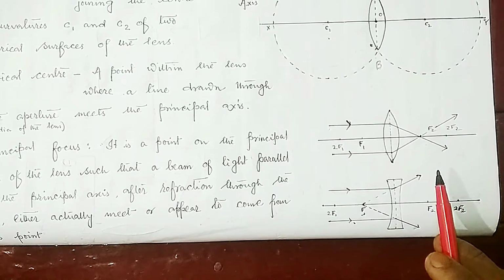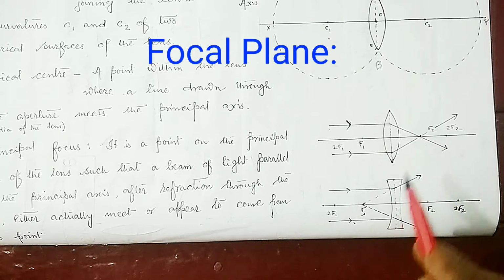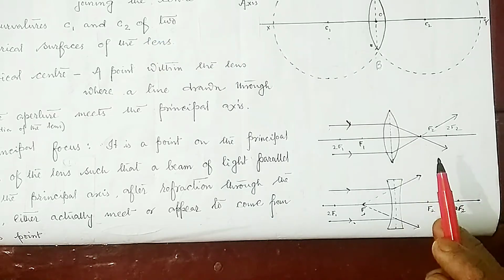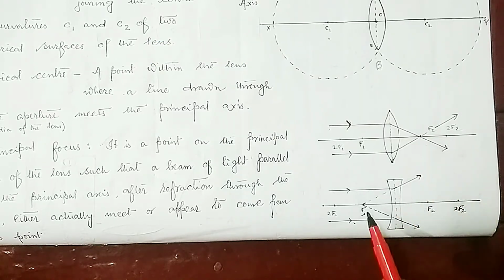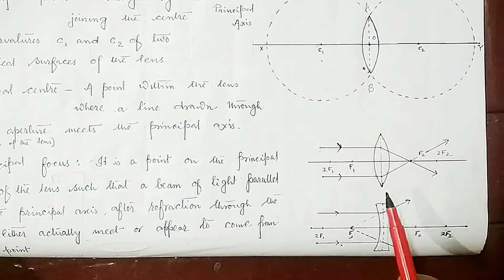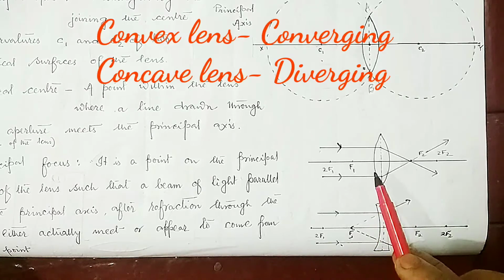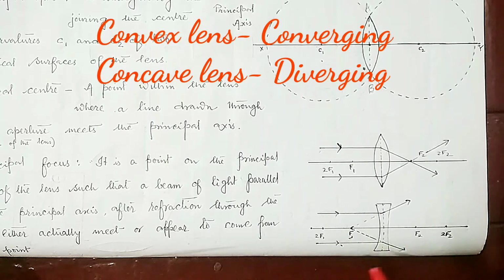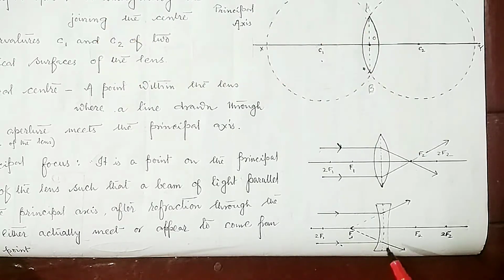Any vertical plane which passes through the principal focus and is perpendicular to the principal axis is called a focal plane. Now you can see here, a convex lens converges a parallel beam of light. That's why a convex lens is also called a converging lens. A concave lens diverges parallel rays of light, and these diverged rays appear to come from a particular point. That's why these lenses are known as diverging lenses.